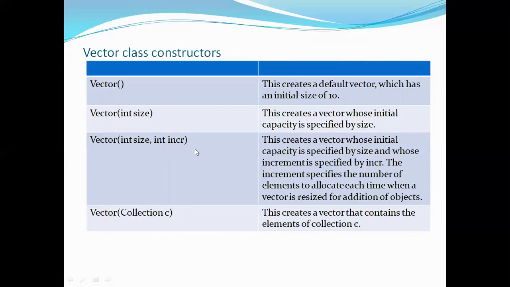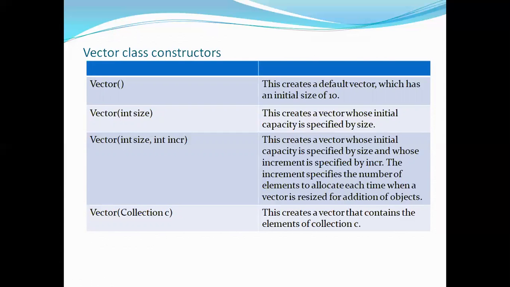Next is Vector(size, incr), size and increment. We have seen what size is; we are deciding the size of the vector and the increment. Increment specifies the number of elements to allocate each time the vector is resized for addition of objects. So when you are resizing for the addition of additional objects, you can specify how many elements you can insert. For example, initially I've decided the size as 10.